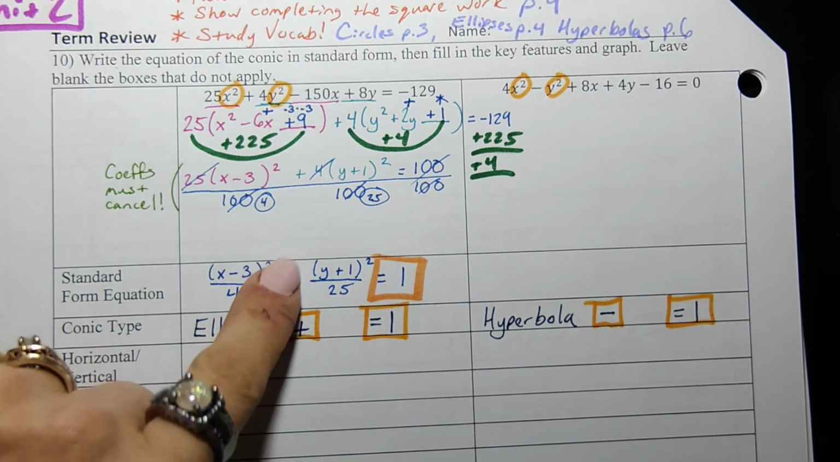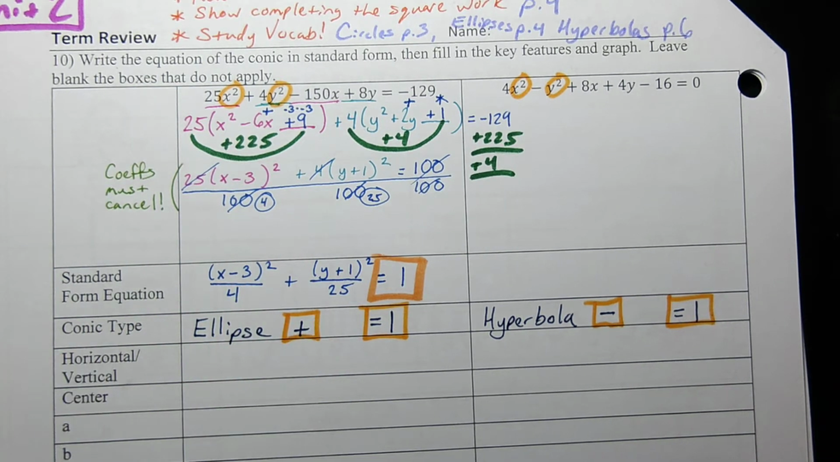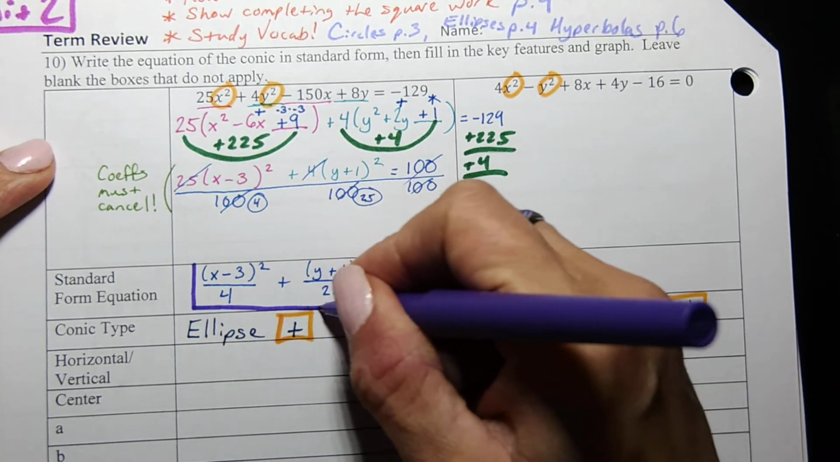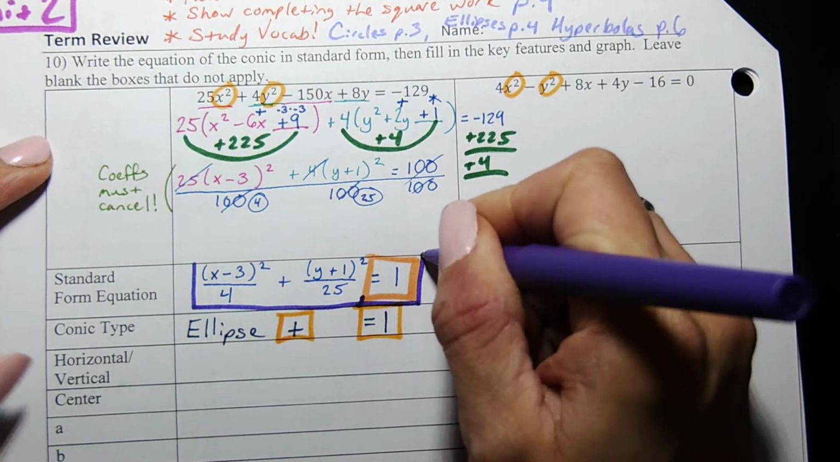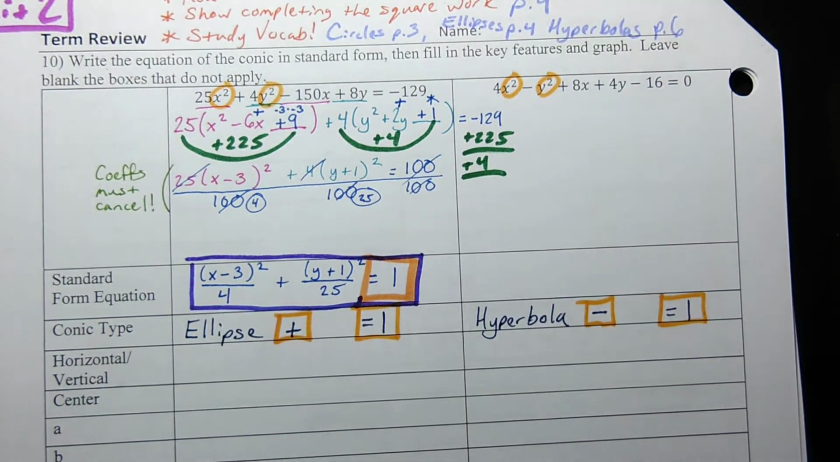Also remembering to put in the little square. Sometimes that little detail gets missed as well. So that is our equation in standard form. And what standard form is useful for is pulling out all of the key features of that conic section.